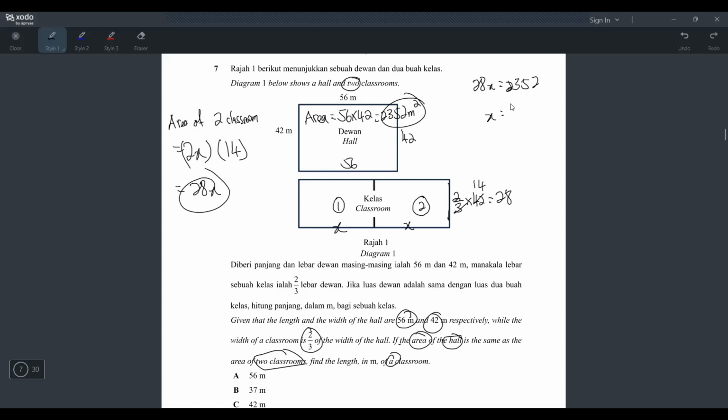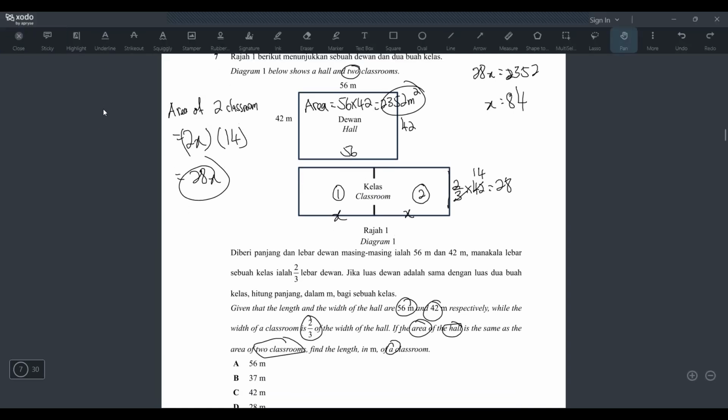What happens when I pindah the 28? It will become bahagi, because 28 with x has a darab relationship. So darab hantar jadi bagi. What is 2352 divided by 28? 84. But if you look at ABCD, there is no answer. Right? You know why no answer?